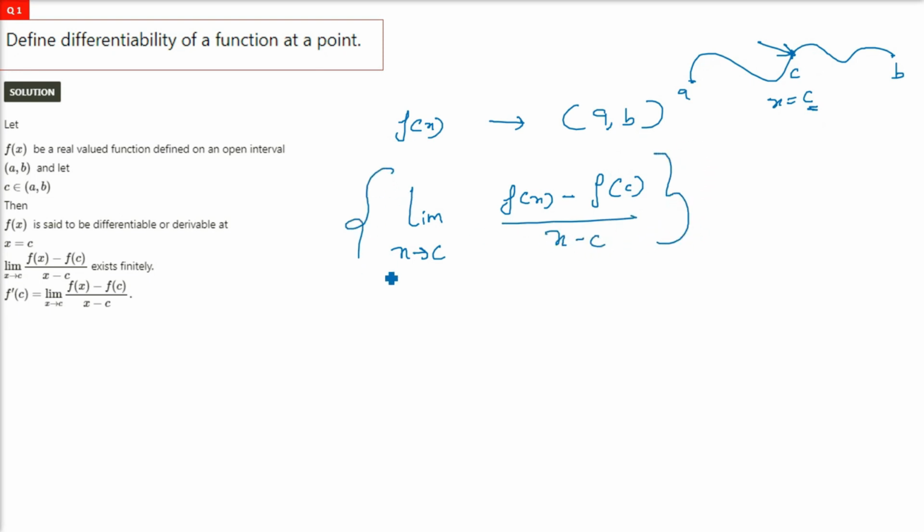This expression is the derivative, called f dash c, and the whole expression should be finite. It should not be of any indeterminate form. It should be unique and give you a proper value. That is called the derivative, and differentiability is given by the finiteness of this expression.